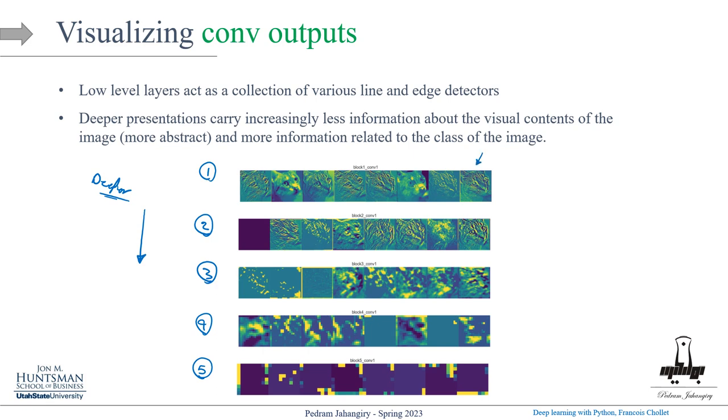So these are, let's say, filters. And let's say the filter is 3x3. And remember, each filter is trying to capture something. So one filter is capturing a horizontal line, one filter is capturing a vertical line, edges, etc. So it seems that the low-level layers, let's say layer number one, act as a collection of various line and edge detectors. So remember, we're applying these edge detectors, and then maybe, let me use another color, maybe red. So maybe this one is highlighting the edges.